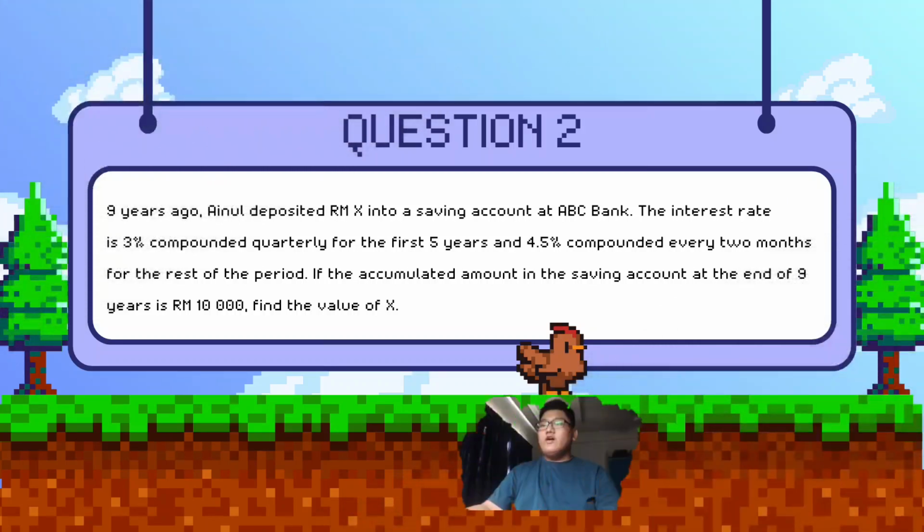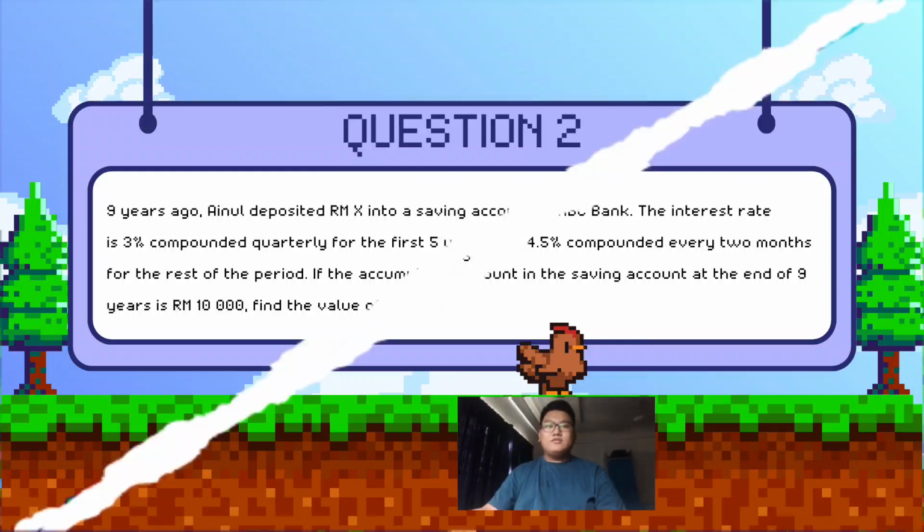Question 2. 9 years ago, I deposited RMX into a savings account at ABC Bank. The interest rate is 3% compounded quarterly for the first 5 years and 4.5% compounded every 2 months for the rest of the period. If the accumulated amount in the savings account at the end of 9 years is 10,000, find the value of X.